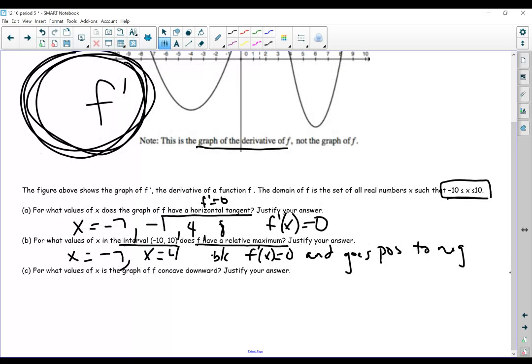Okay, last question. For what values of x is the graph of f concave down? Now I have to remember, concave down means I'm frowning on the function, but that doesn't mean I'm frowning on the derivative, so I need to translate it. F is concave down means that the derivative graph is decreasing. So that, again, is my justification, because f prime decreases.